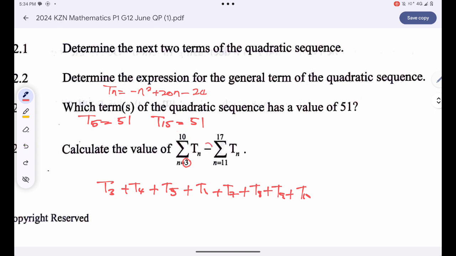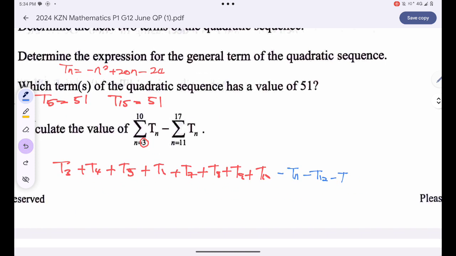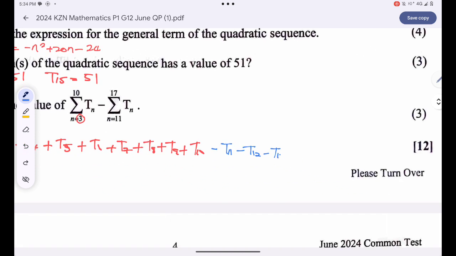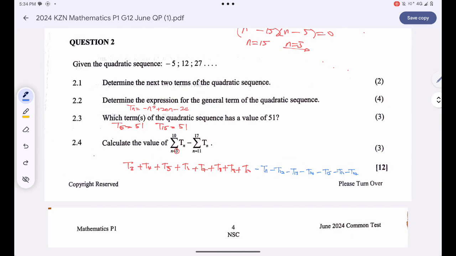And then I'll subtract these ones. Let me just use a blue color. That will basically be minus T11 minus T12 minus, and I'm subtracting these because I have a negative sign there. So it's minus T13 minus T14 minus T15, T16 and T17. Okay, remember that, guys, we have a quadratic sequence.